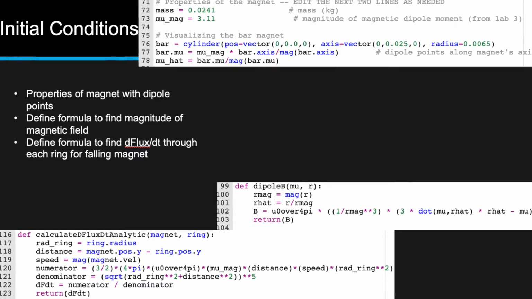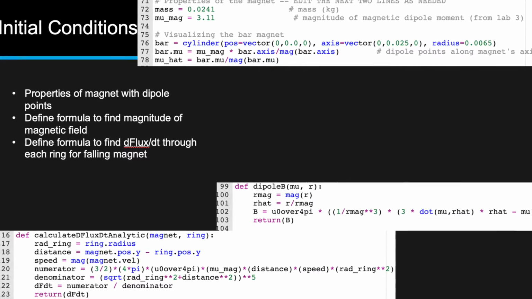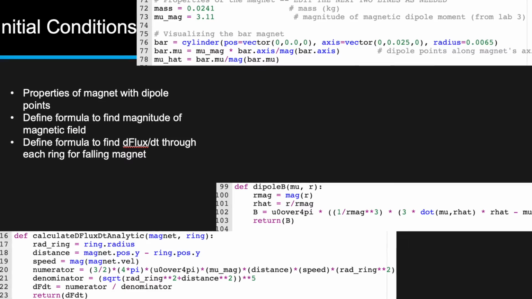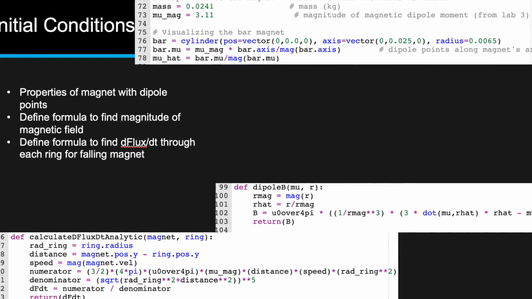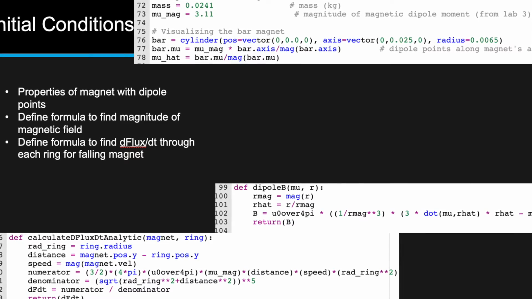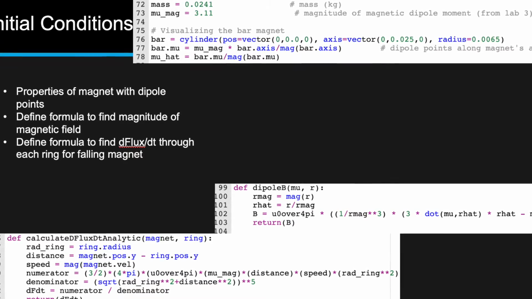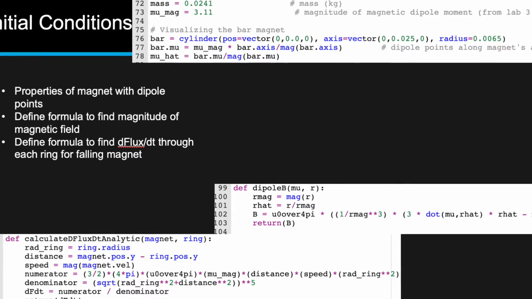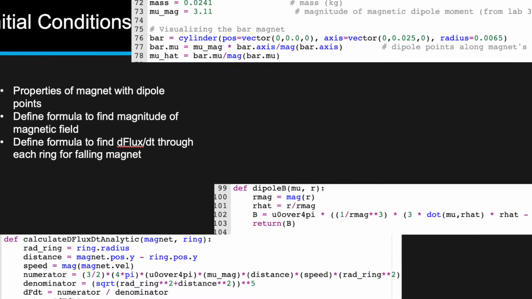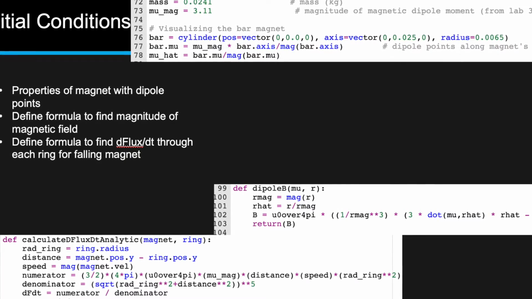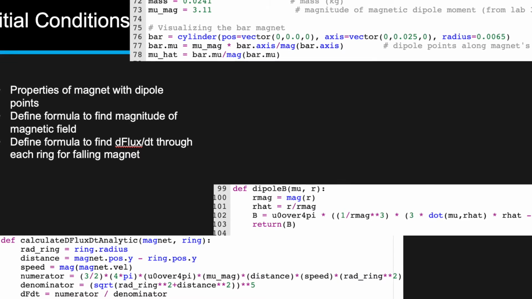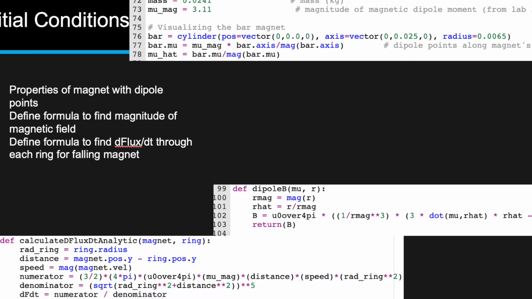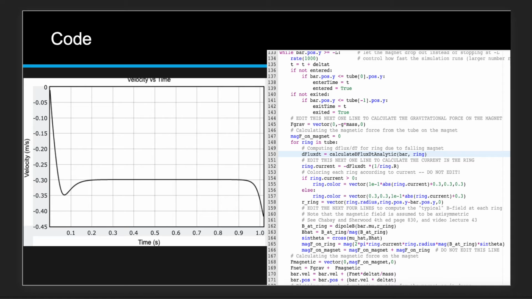And then we also needed to define the formula to find the flux dt, and the way that you would do this is for the numerator, it would be 3 over 2 times 4 pi times mu over 4 pi times the mu constant times the distance times the speed times the radius of the ring squared, all over the square root of the radius of the ring squared plus the distance squared. And then that would get you d flux dt of the magnet inside.